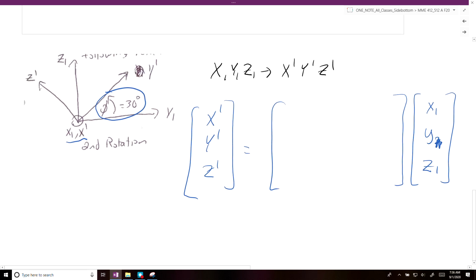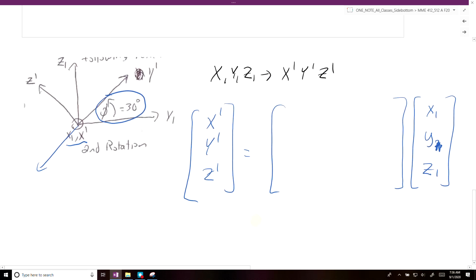So we're going to again have our directional cosines that we have to define here. For the case of relating x prime to x1, y1, and z1, what we'll notice is that x1 and x prime go along the same axis, so the angle between them would be equal to 0. So our directional cosine would be equal to the cosine of 0 degrees.